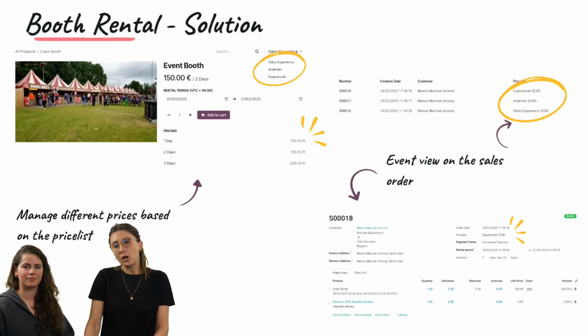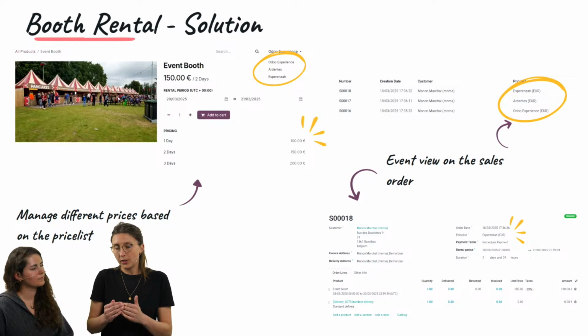Here's a quick summary: the best solution for this use case is using the rental application, mainly because you have a flexible price list on your database, but also because you can track your inventory. And you also have a very good overview of the event we are talking about on the list view, but also on the form view of your sales order.